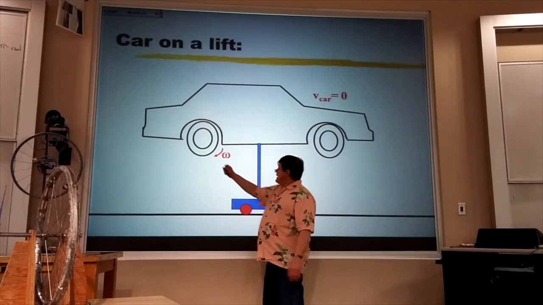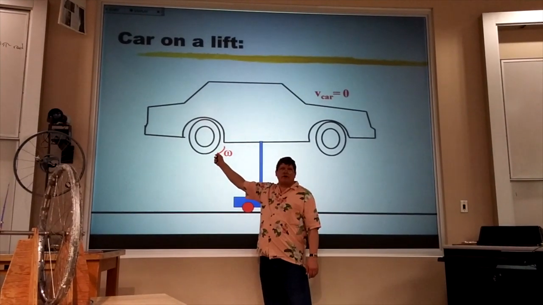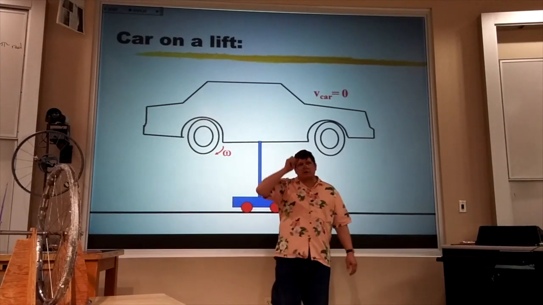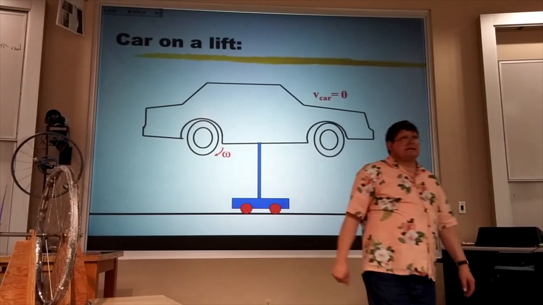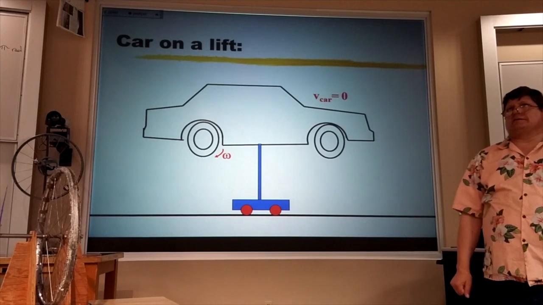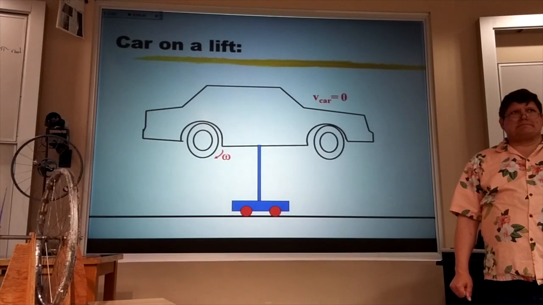Now turn to your neighbor and explain to them why that arrow is not only wrong, but sick and wrong.